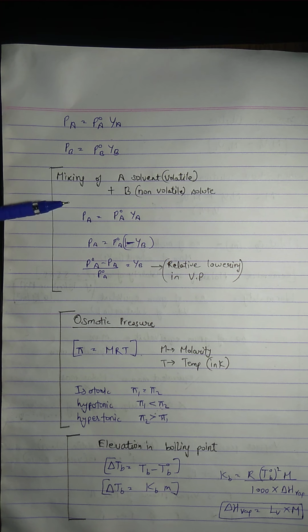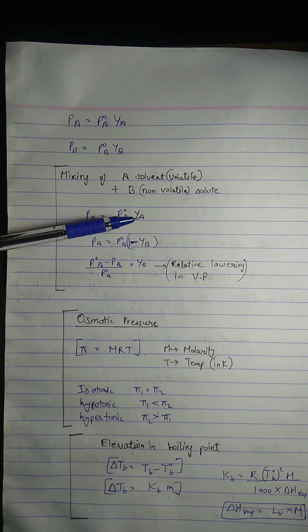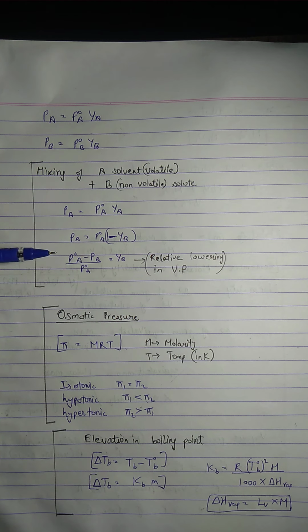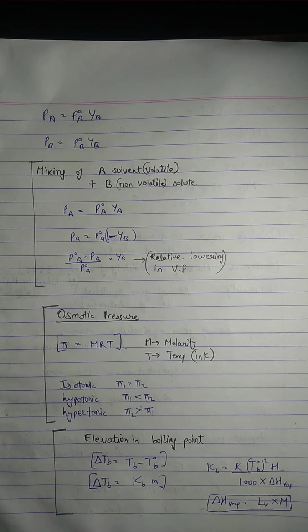Now we will study the mixing of A which is a solvent, volatile solvent, and B which is a non-volatile solute. So now pressure due to A, PA is equals to P naught A into mole fraction of A, and here we can write mole fraction of A as 1 minus mole fraction of B. So now P naught of A minus PA upon P naught A is equals to mole fraction of B. This whole term is termed as the relative lowering in vapor pressure, which is a colligative property.